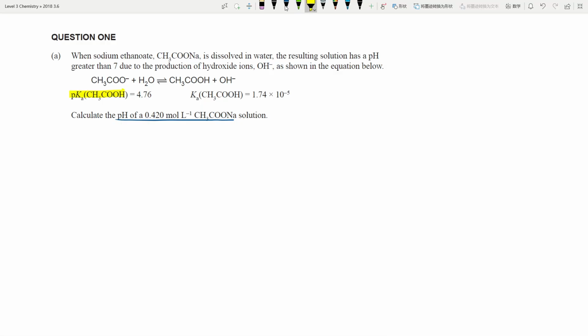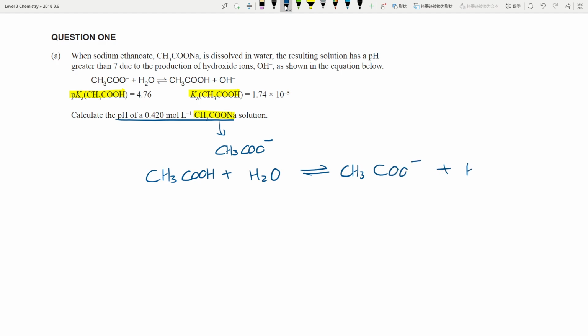Can you see the pKa value and the Ka value? And we gave you CH3COONa. CH3COONa is just CH3COO minus, so the Na is a spectator ion. If you get confused, you can always write down the equilibrium to identify the acids and bases. You should be able to see that CH3COO minus is the conjugate base of CH3COOH. So we're calculating the pH of a weak base.